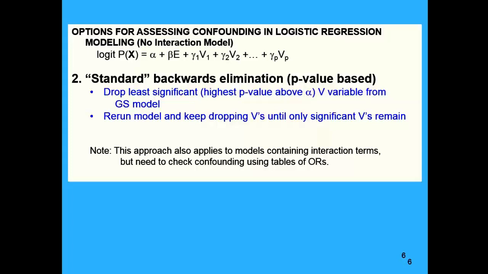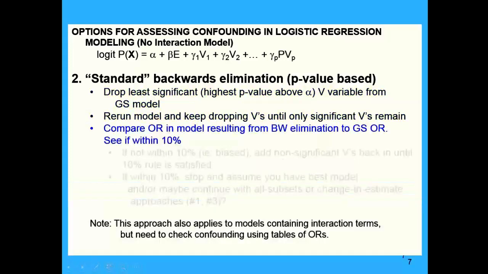So are you done when you get to that point? Well, this says I'm not finished here, because then you have to compare the odds ratio in the model resulting from backward elimination to the gold standard odds ratio to see if it's within 10%. So let's say, this is what I mentioned last time, let's say you start with 10, you do backward elimination, and you get down to 3 V's. So you now only have 3 by dropping a bunch of other V's, one at a time, going backwards. And now you have E and 3 V's, okay? And now you want to say, am I done? Well, what you have to do, if it's a no interaction model, what's the formula for the odds ratio if the E variable is a 0, 1 variable?